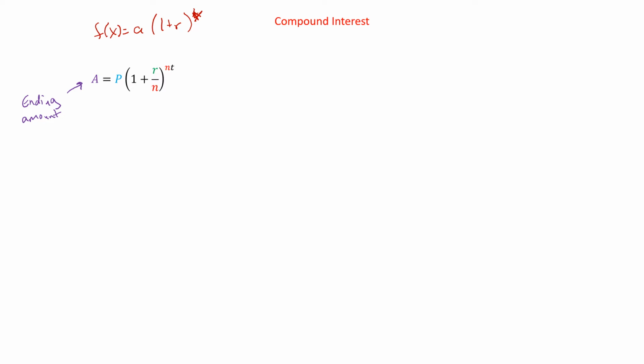The P is still the initial amount. We use P because it's called the principal when we're talking about money. All right, the r is still the rate, but that's a yearly rate. The n, which happens 2 places, is the number of times per year it's compounded.